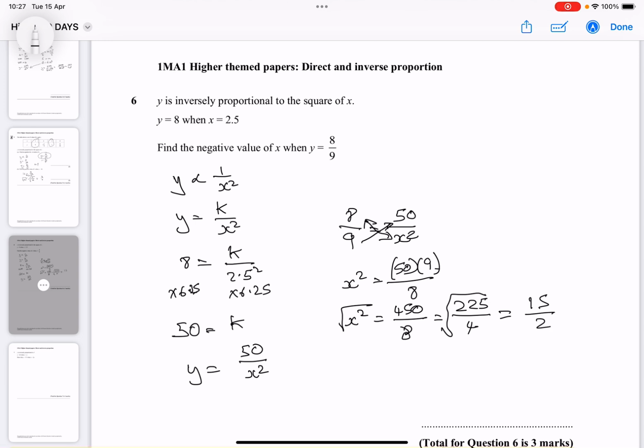So the answer is negative 15 over 2. Remembering that positive and negative for a square root. So in this case, the negative value of x is minus 15 over 2. The positive value of x would just be 15 over 2.